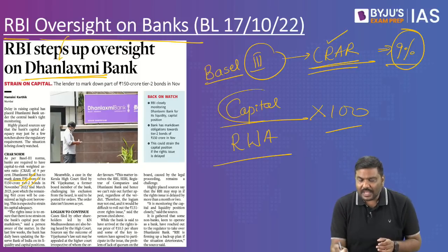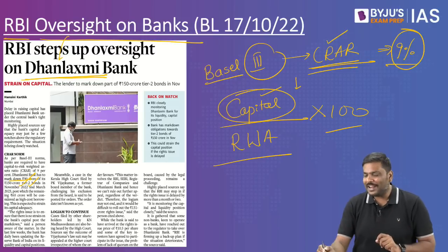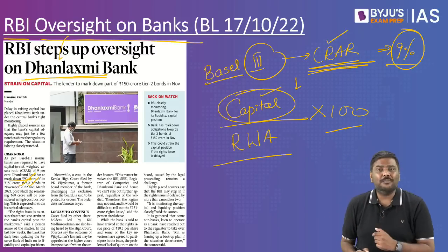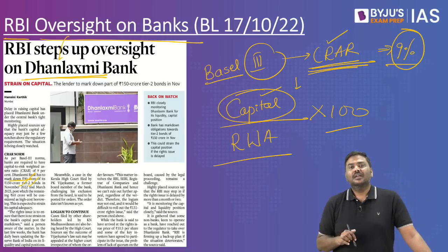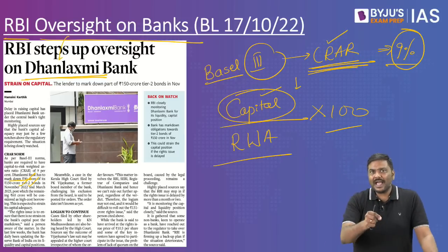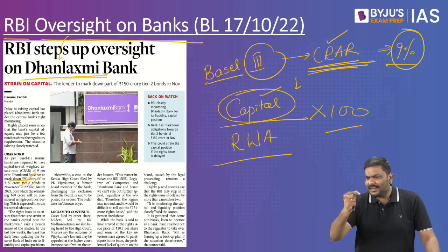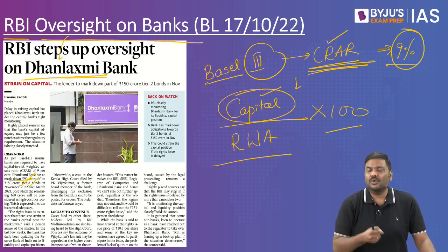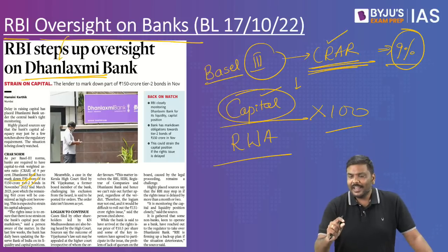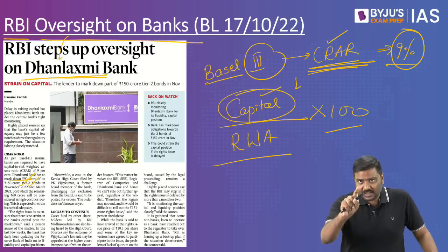So this is the formula. And if tier 2 capital or tier 2 bonds come down, automatically the numerator will come down. And when the numerator comes down, what will happen to the CRAR ratio of the bank? Automatically, that will also reduce. And that is the concern. Citing this concern, RBI has tightened its regulation over the Dhanlakshmi Bank, and it is seeking daily reports from the Dhanlakshmi Bank as to what their promoters or the stakeholders are doing in order to improve the capital availability for the bank. That's the first point.